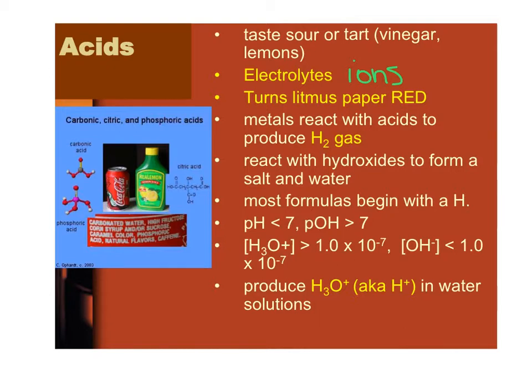The next one, litmus paper turns red. Litmus paper comes in either red or blue. If it's blue and I drop acid on it, it will turn red. If I have red litmus paper and I drop acid on it, it stays red. So no matter what, it's red. That's something that you do need to know, these properties. I'm going to give you a list of properties and ask you, is it an acid or base? And that's the way you're going to have to use it. I'm going to show you guys on Monday.